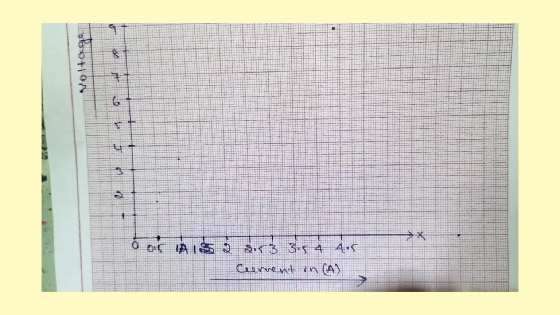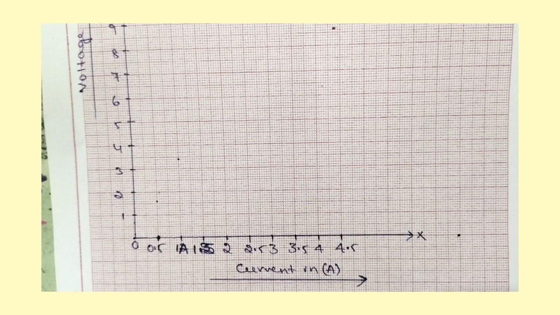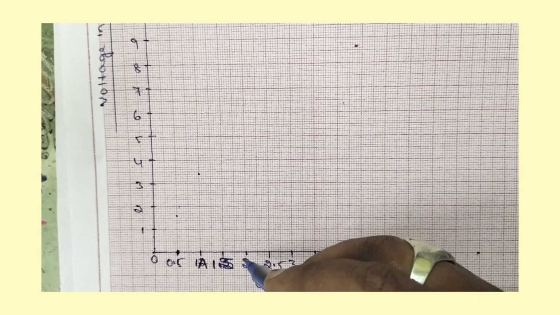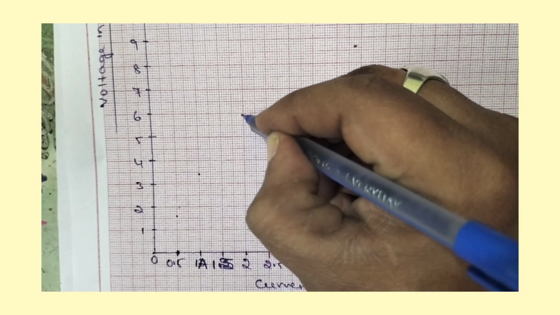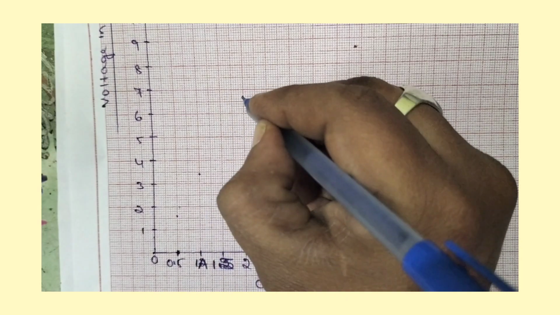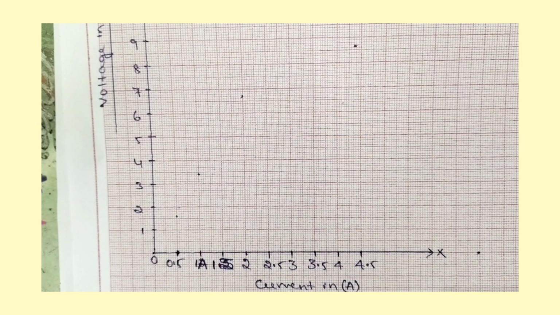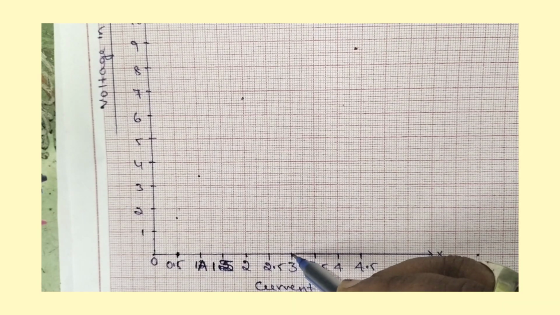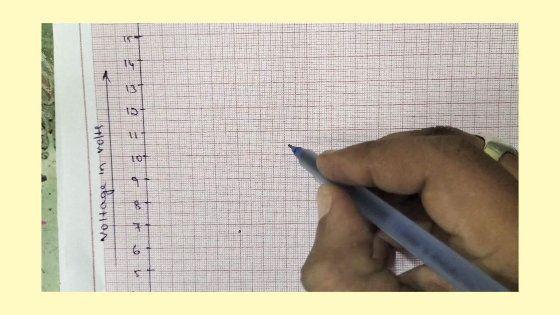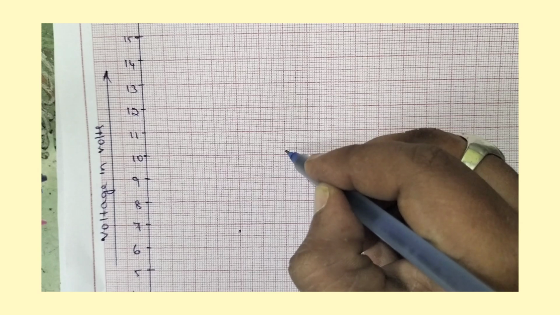After 3 you have to mark for 4 lines. If the current is 2 ampere, then the voltage will be 6.7. So current 2 ampere, voltage 6.7. After 6 you have to mark for 7 lines. Then if the current is 3 ampere, then the voltage will be 10.2. So current 3 ampere, voltage 10.2. After 10 you have to mark for 2 lines.